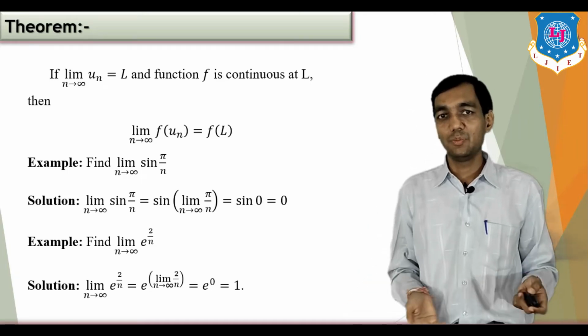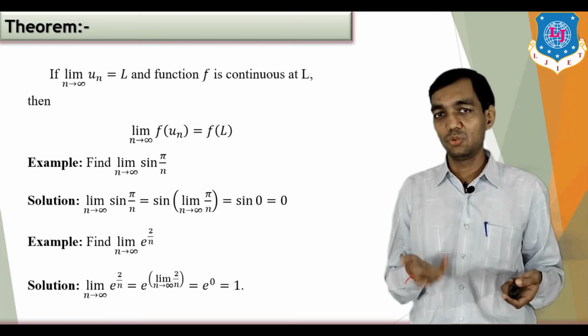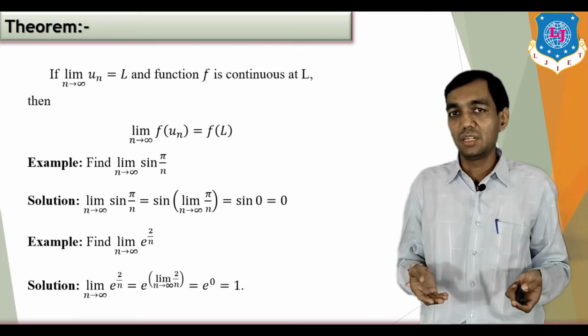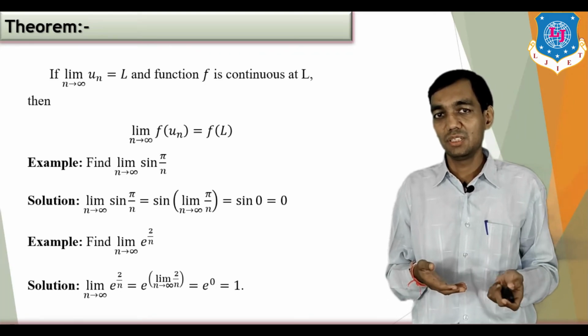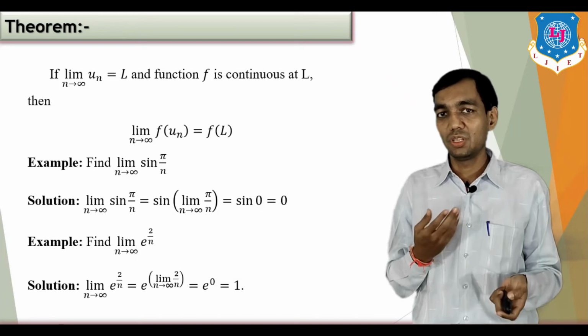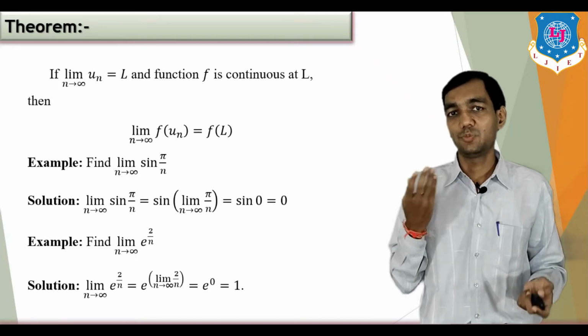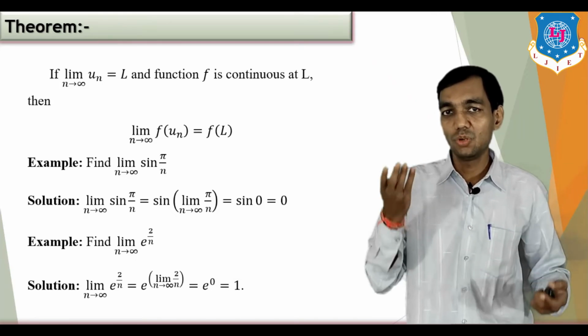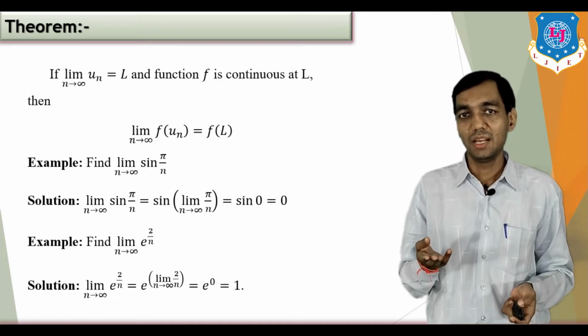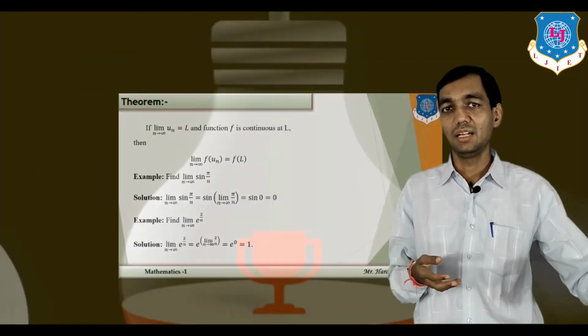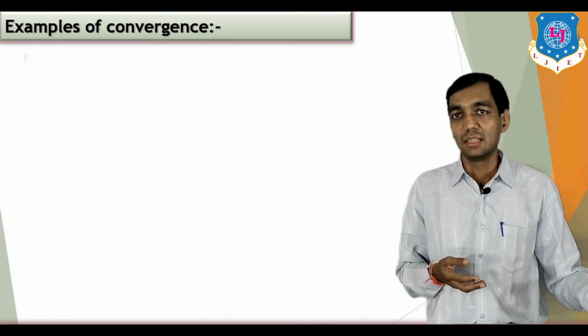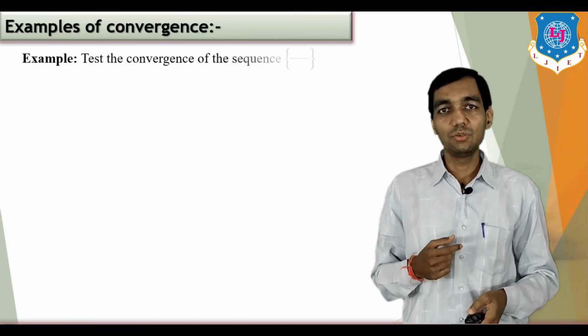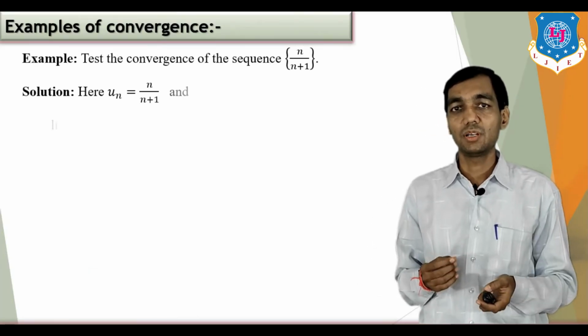In the same manner, another example we have written is e raised to 2 by n. The exponential function is continuous everywhere, so if you put the limit, it goes into the exponent and you get e raised to limit n tends to infinity 2 by n, which is e raised to 0, and that will be 1. Now we are going to see some examples for convergence.